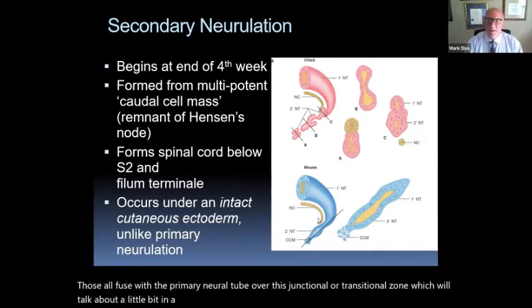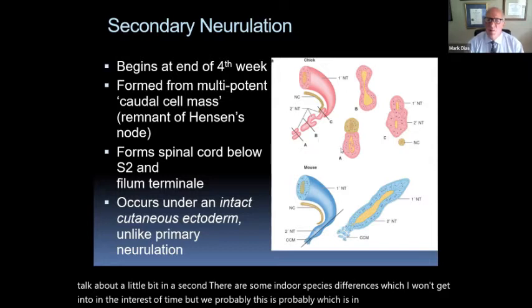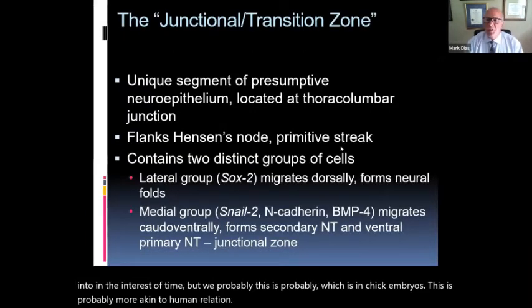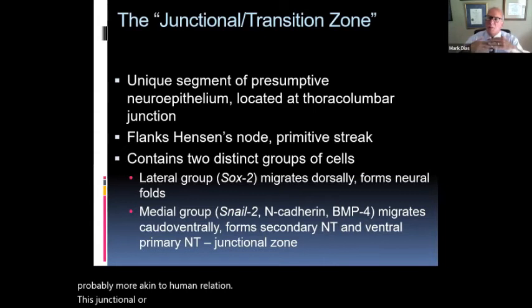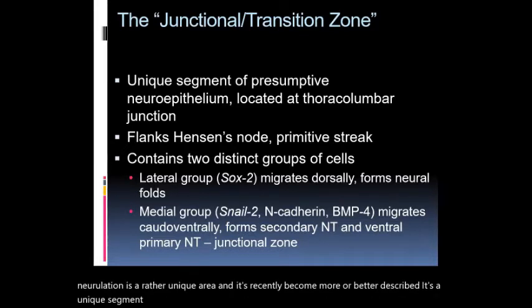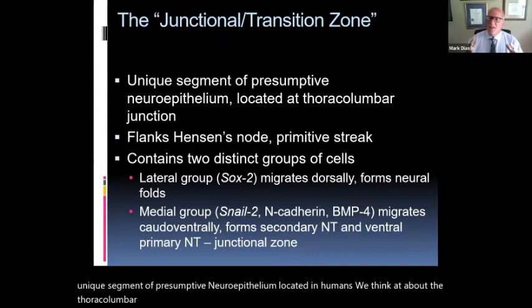There are some interspecies differences, which I won't get into in the interest of time, but this is probably, which is in chick embryos, this is probably more akin to human neurulation. This junctional or transitional zone where there's overlap between the primary and secondary neurulation is a rather unique area, and it's recently become better described. It's a unique segment of presumptive neuroepithelium located in humans, we think, at about the thoracolumbar junction. And it flanks Hensen's node and the upper part of the primitive streak, these neuroepithelial cells.